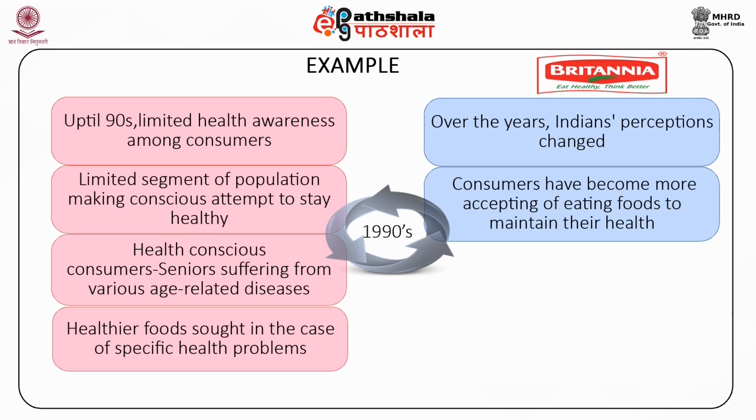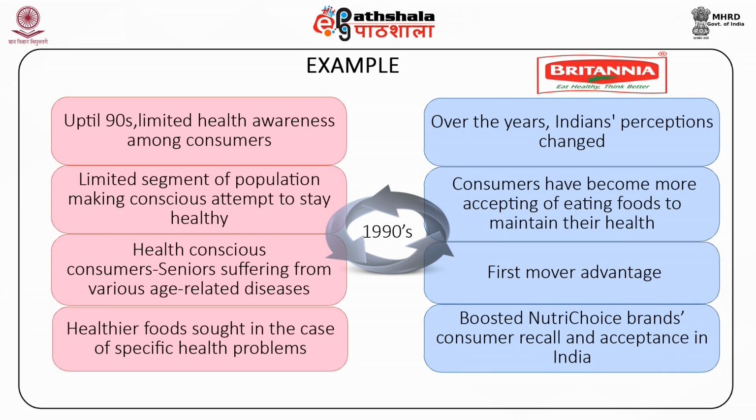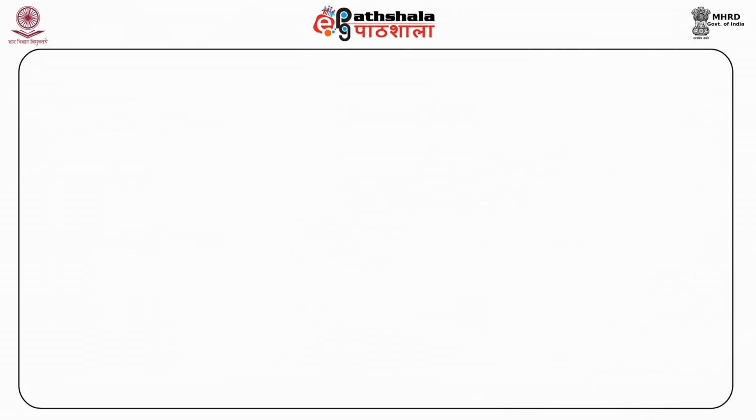Britannia has benefited from this change and still enjoys the benefits of being one of the first movers in terms of marketing products with the help of focused health platform in India. This has boosted NutriChoice brands, consumer recalls and acceptance in India. The next technique that can be used in idea generation is the distribution channel.